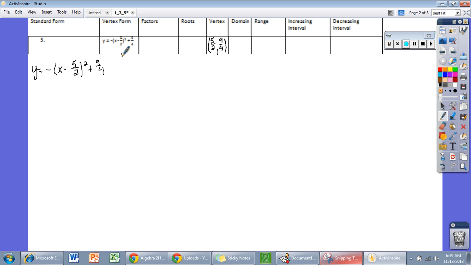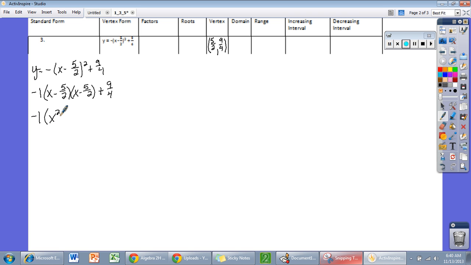We can't go straight from the vertex form to the factors. We have to go from the vertex form to the standard form first. So keep this negative sign, and I'm actually going to write it as a negative 1 times x minus 5 halves, x minus 5 halves, plus 9 over 4. It's easiest to FOIL these two things together first and then distribute the negative 1.